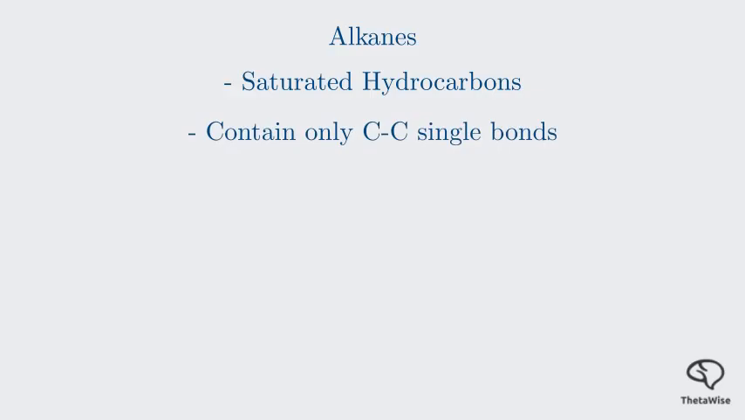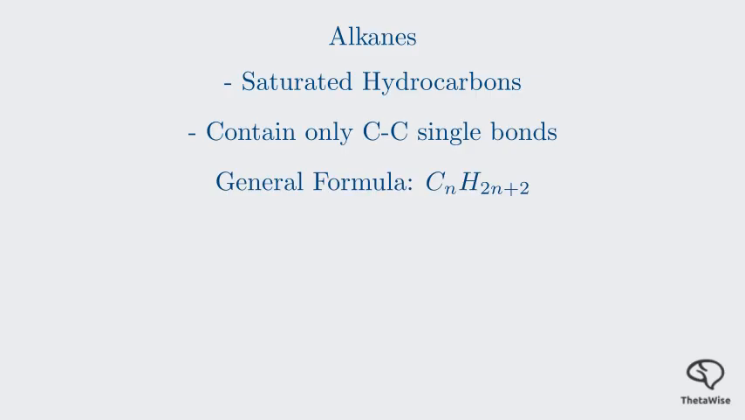There's also a general formula we can use for any straight chain or branched alkane. It's CnH2n+2. Here n represents the number of carbon atoms. This formula is a direct consequence of every carbon being saturated with hydrogen.